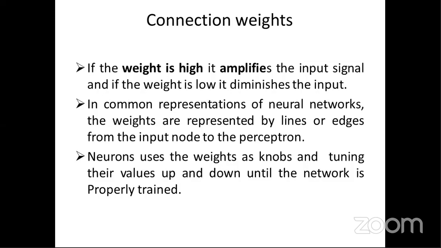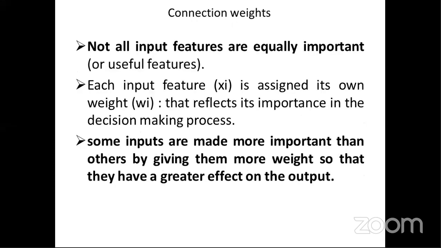So this is simple statistics on the weight. If the weight is high, it amplifies. If the weight is low, it diminishes. How to choose the weights depends upon your experience. But in the common representation of neural networks, the weights are represented by lines or edges from the input node to the perceptron.